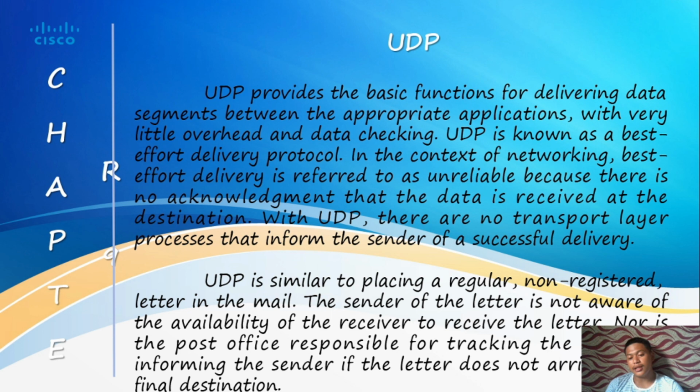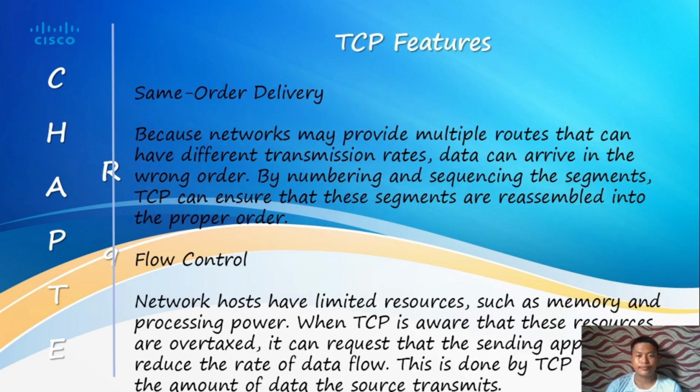The sender of the letter is not aware of the availability of the receiver to receive the letter, nor is the post office responsible for tracking the letter or informing the sender if the letter does not arrive at the final destination.